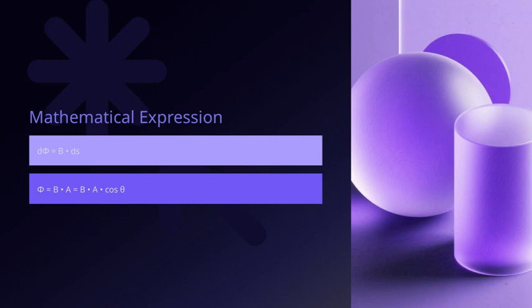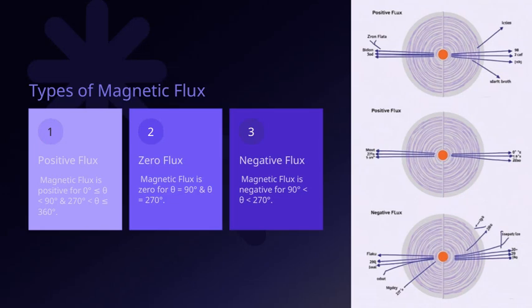Let's take a closer look at the different types of magnetic flux and how they vary with the angle theta. When theta is between 90 degrees and 270 degrees, the magnetic flux is negative. This means that the magnetic field lines are oriented in such a way that they oppose the direction we consider positive. At exactly 90 and 270 degrees, the magnetic flux drops to zero, indicating that the magnetic field lines are perpendicular to the surface and do not pass through it.